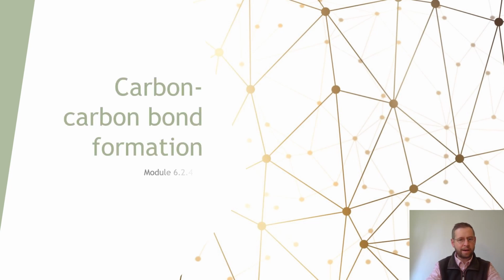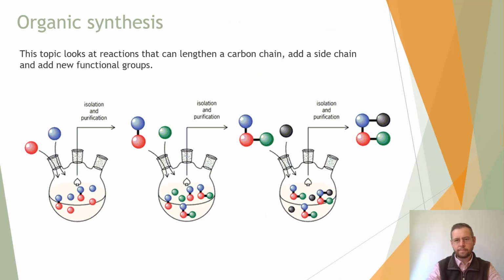So let us now talk about carbon-carbon bond formation. At this point in the course, we're getting quite close to being able to put together an organic synthesis. Now, the principle behind organic synthesis is that we control the reaction to gain some products that we want. Those products we would then have to isolate and purify, extracting them from the reactant mixture, and then use those in further reactions to synthesize a new chemical.